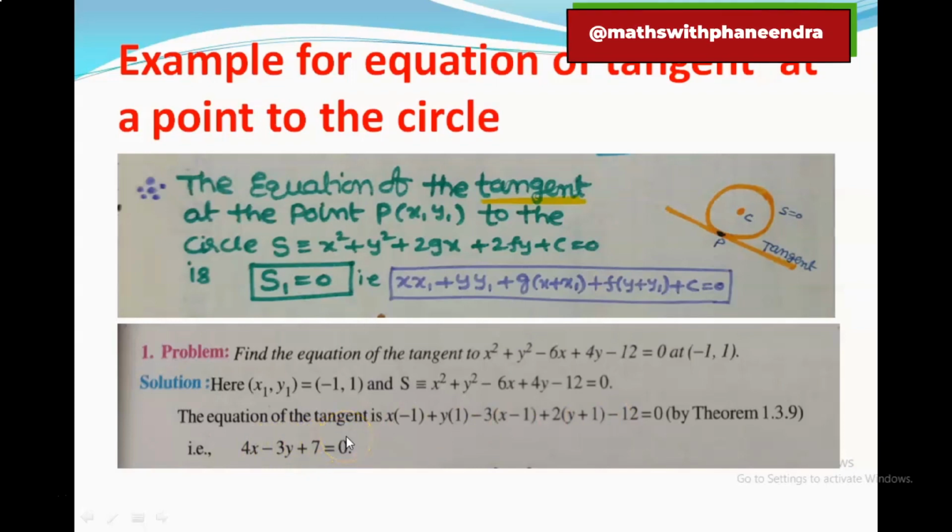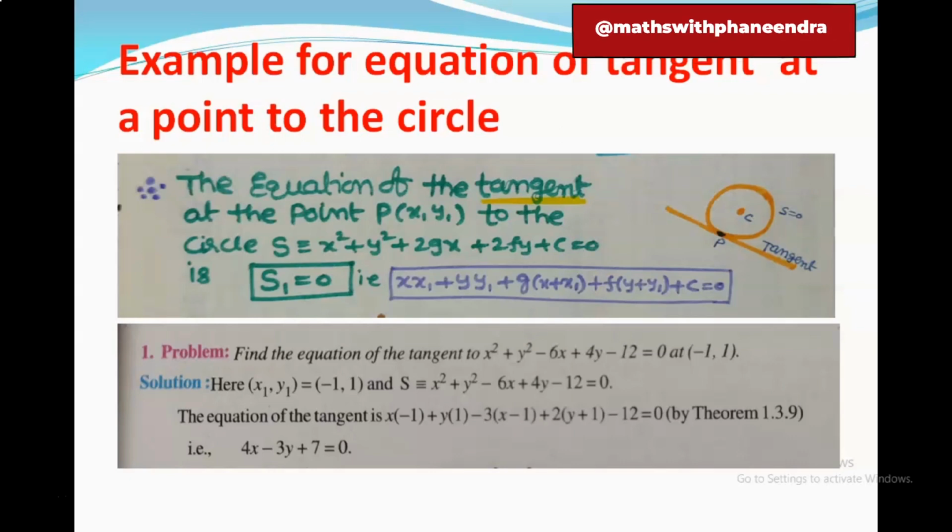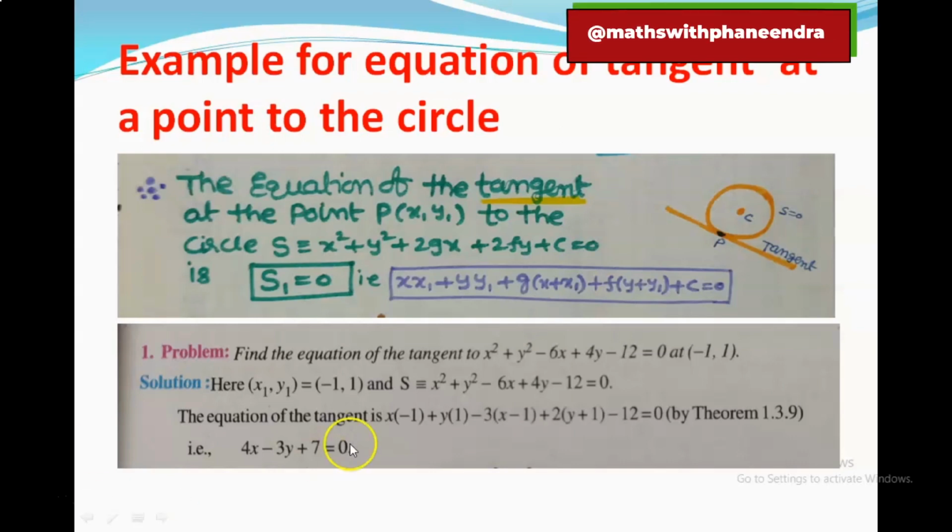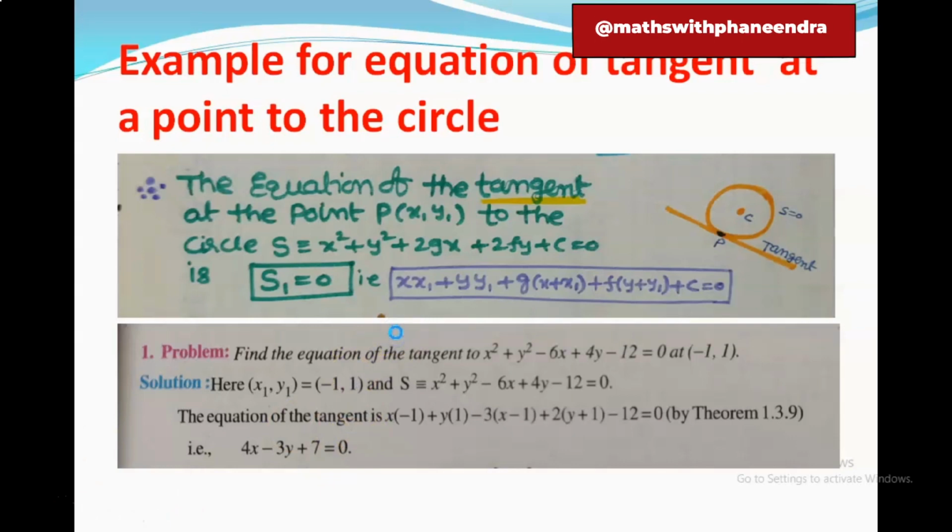If only one point and one circle is given and they ask to calculate the tangent, it will come for 2 marks. If not only the tangent equation but also the normal equation, then it will come for 4 marks. We move to the next question.